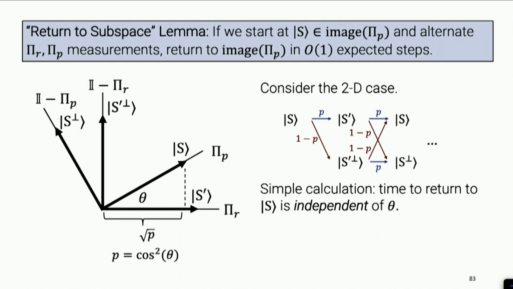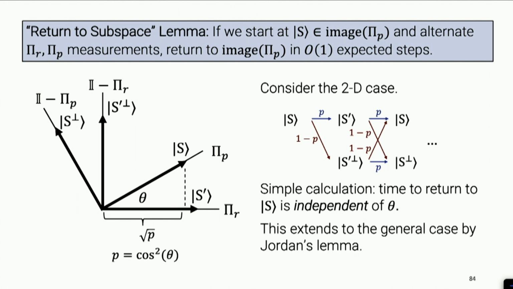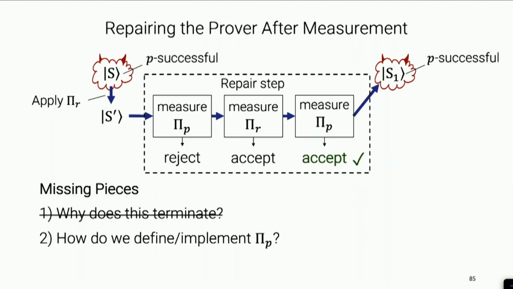But these differences are sort of canceled out by the fact that if S prime perp is very orthogonal to S, I'd have a very small chance of ending up there in the first place. So if you write out these probabilities, you'll find that the expected time it takes to get back to S is totally independent of the angle. And because these running times are independent of the angle in each subspace, you can extend this to the general case by Jordan's lemma. All right, so that's it. That's why this terminates, at least if there are projections.